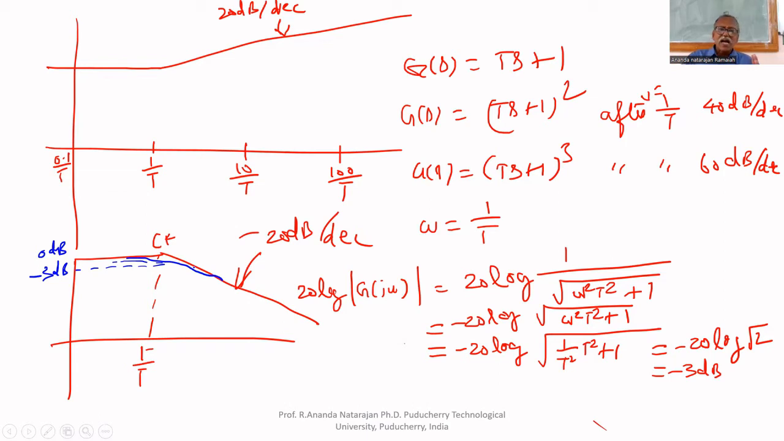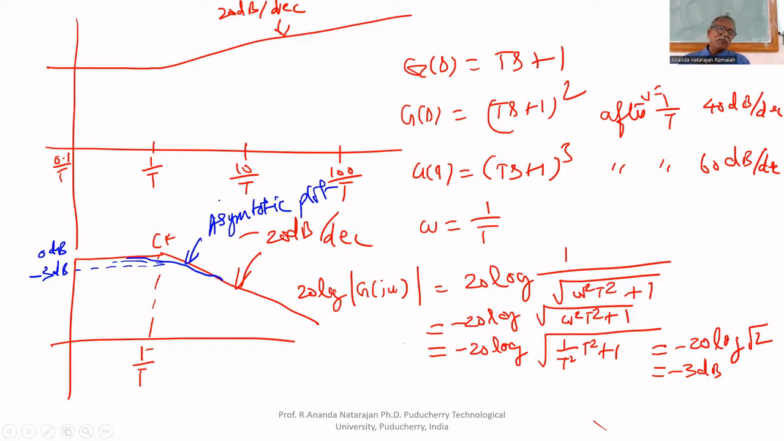So the asymptotic plot, that is the Bode plot. The difference between the Bode plot and the exact plot is a difference of minus 3 dB only, at corner frequency only. At other points it is the same. This plot is called the asymptotic plot because it is tangent to the actual plot at higher and lower values of omega. That's why the Bode plot is an asymptotic plot.